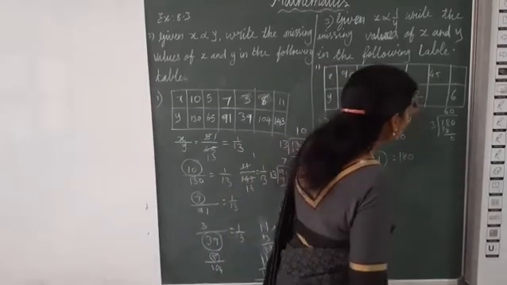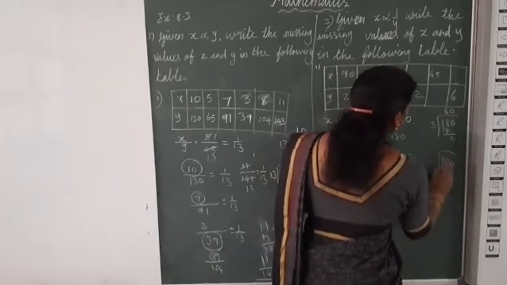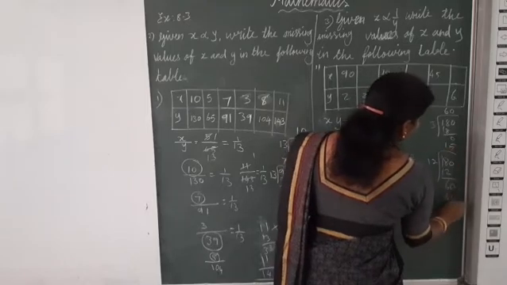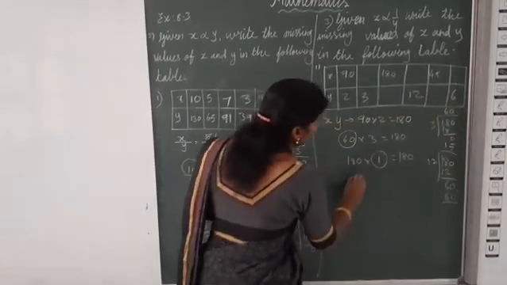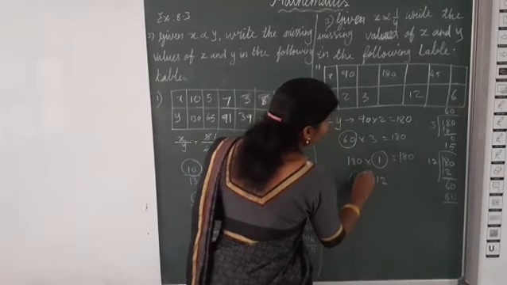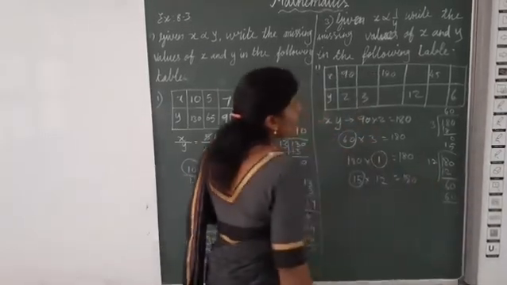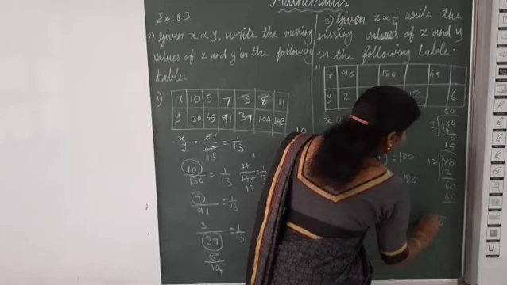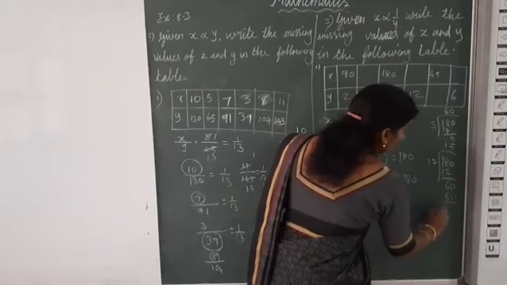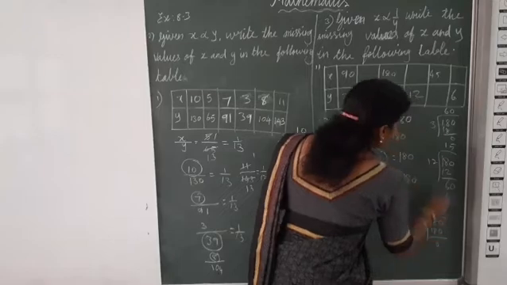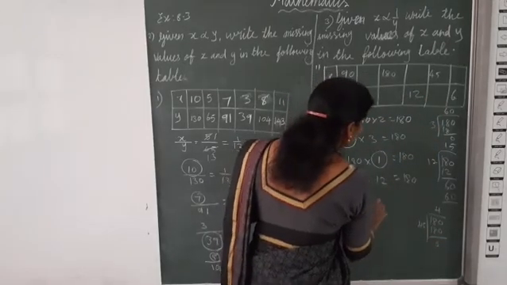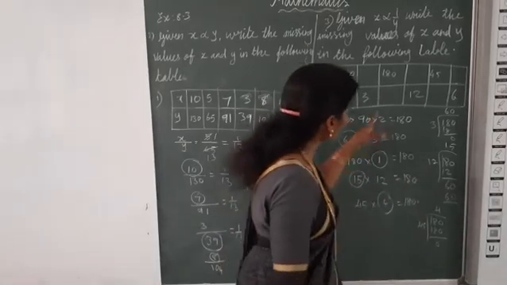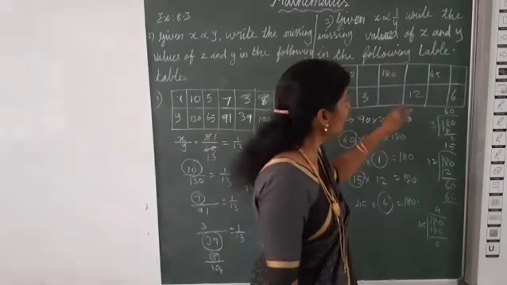Then here 12 is given, so we divide 180 by 12. 1 12 is 12, 6 balance 0, 5 12s are 60, so 15. 15 into 12 is equal to 180. Now here 45. We divide 180 by 45. How many times? 4 times. So the answer is 4. 45 into 4 is equal to 180. Why are we writing 1 here? Because 180 divided by 180 is 1, isn't it?